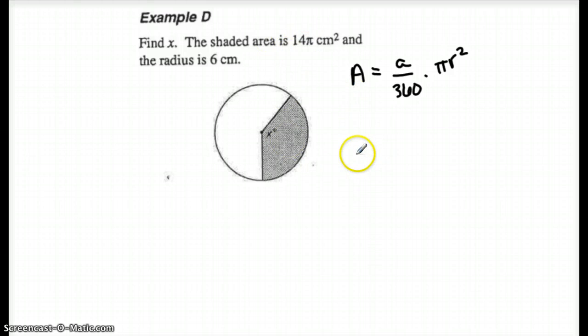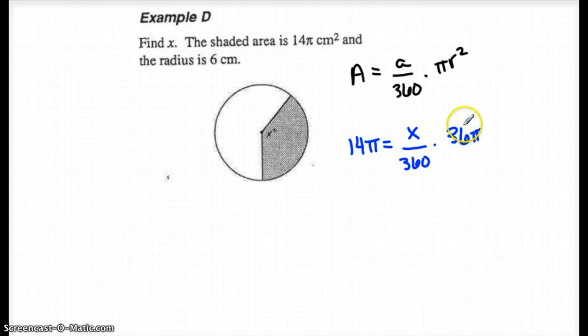So we know that the area of the shaded region, meaning the area of the sector, is 14 pi. So that has to be equal to the measure of the central angle, which I don't know what that is, over 360, multiplied by the area of the circle itself. Well, the radius of the circle is 6, so the area of the circle is 36 pi.